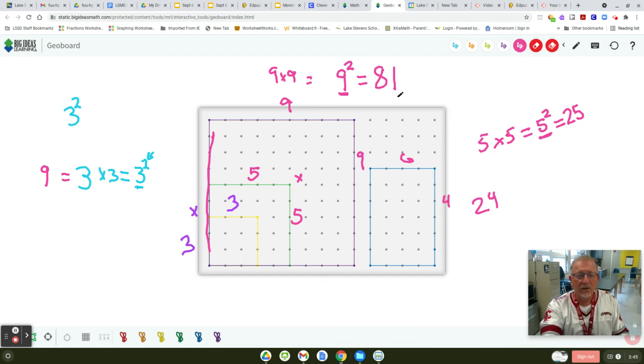Okay? When you think about why we say a number with an exponent of 2 is a square, well, now you can see why. Because when we draw it out, a 3 by 3, a 5 by 5, a 9 by 9, they're perfect squares. The sides are all the same size.